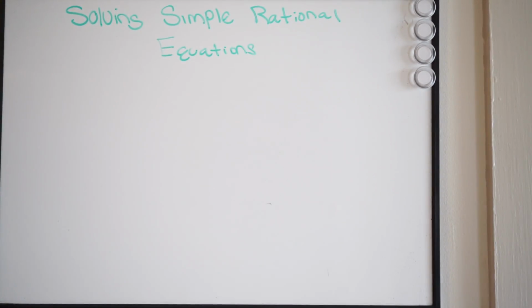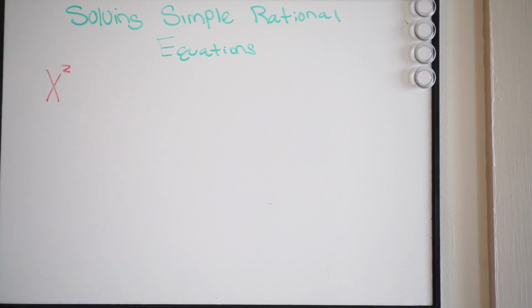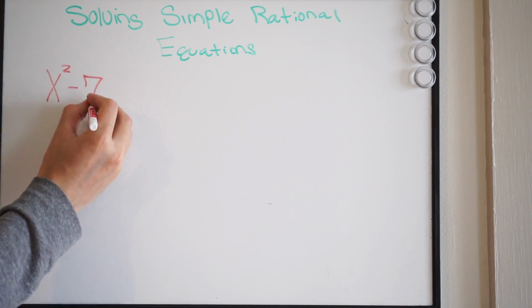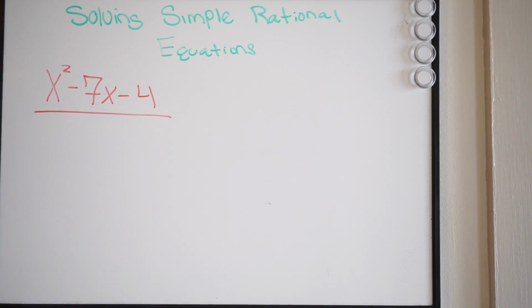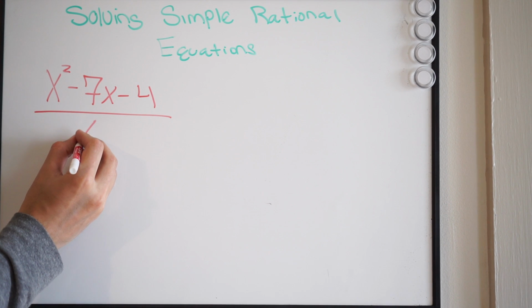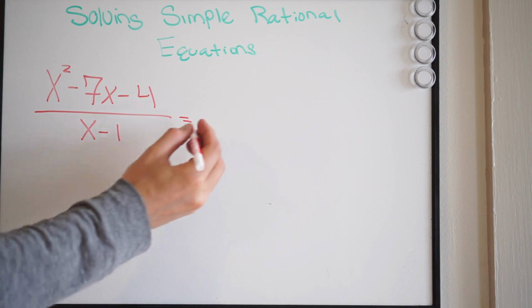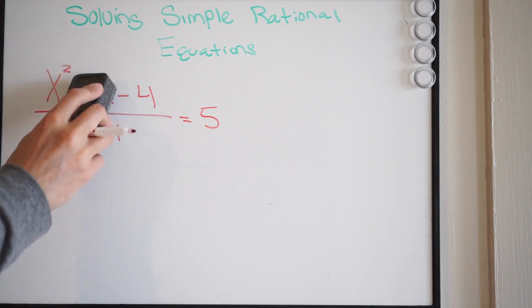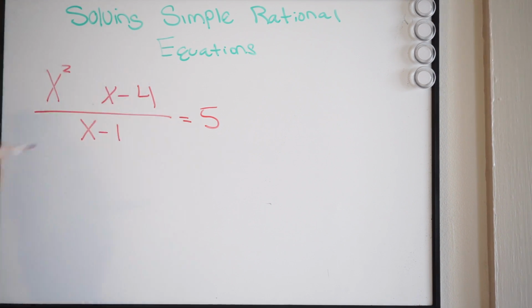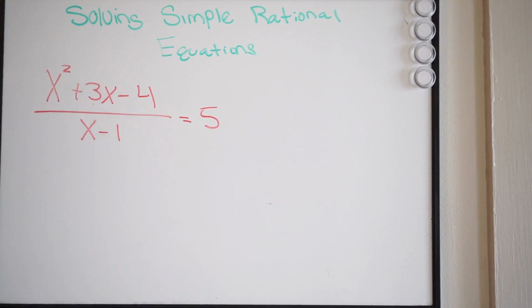So dealing with another rational expression, we could have x squared minus 7x minus 4, and this will all be over, and let's do x minus 1. This will be equal to, let's do 5. And let's make sure I wrote this correctly. So actually, let's change this to 3. x squared plus 3x. Alright, so let's go ahead and use that.